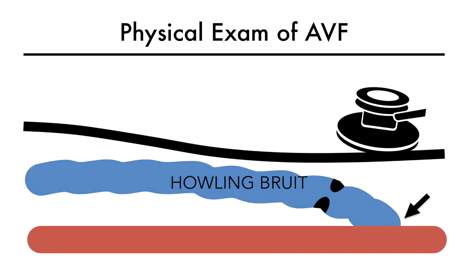A high-pitched howling bruit with only a systolic component and loss of diastolic component may indicate stenosis. The entire course of the access, including the area under the clavicle, should be assessed for an abnormal bruit. Now let's listen to what a howling bruit sounds like.